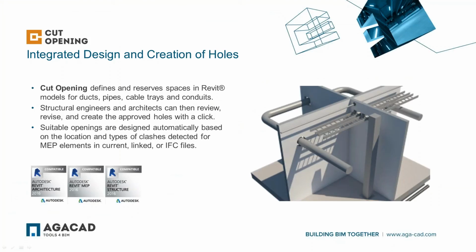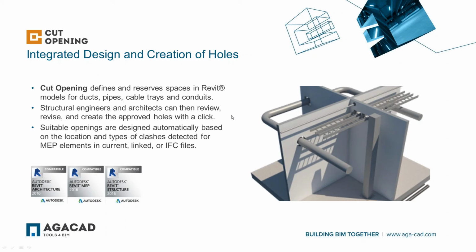So we are going to speak about the cut opening software that is making openings for MEP line-based elements like ducts, pipes, cable trays, and conduits, where they clash with the structural elements like walls, floors, ceilings, roofs, columns, and beams.